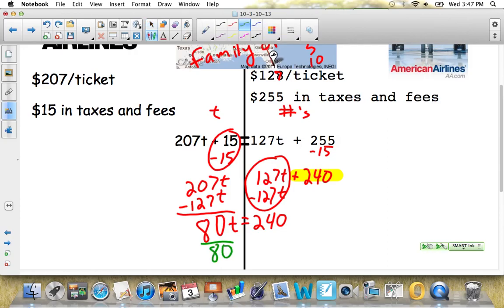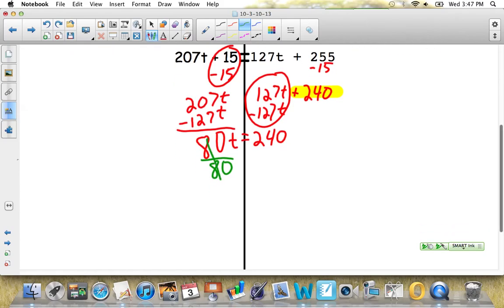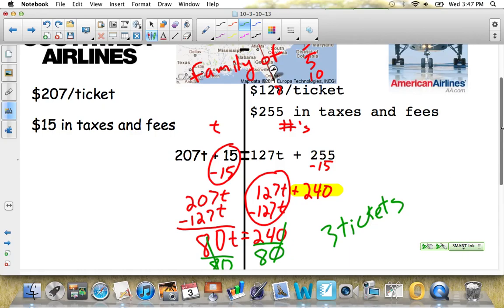Cancels out. Just plain old t. Cross out my zeros, 8 goes into 24 3 times. So in other words, if I buy 3 tickets, the price for these two airlines is the same. If I were to buy 4 tickets, or 5 tickets, or 6 tickets, or 2 tickets, or 1 ticket, then the prices are going to be different. But at this point here, I know that I could fly either airline and the cost is going to be the exact same.